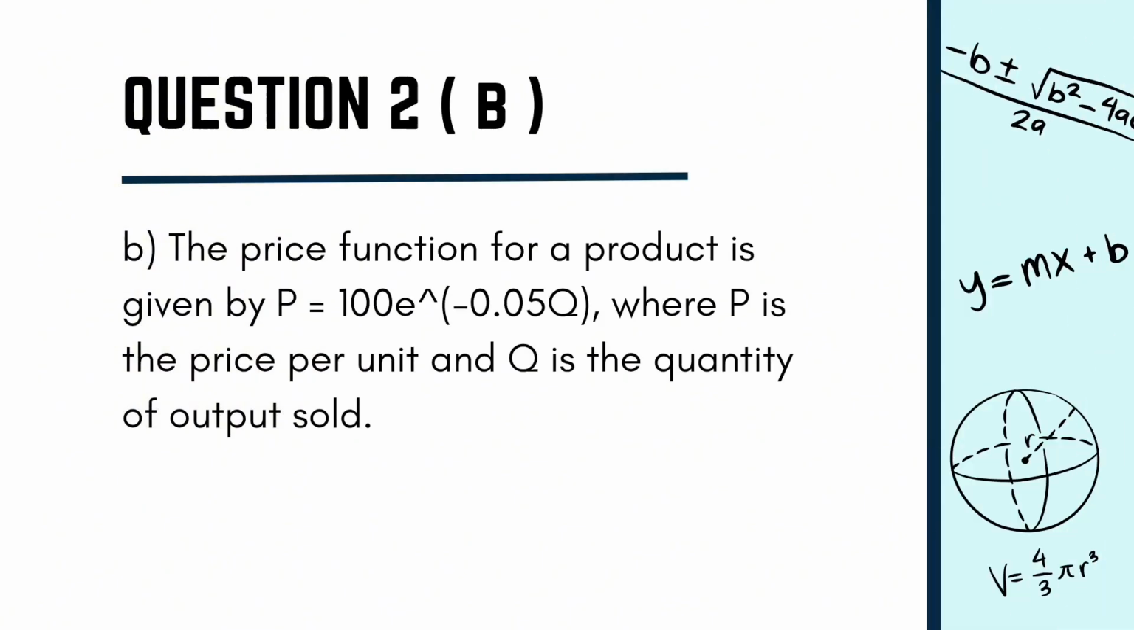For question 2b, I will answer directly. So for question 2b, we are given the price function P equals 100 to the power of negative 0.05Q.